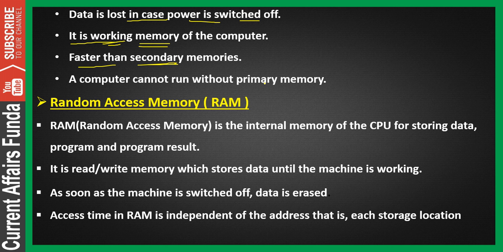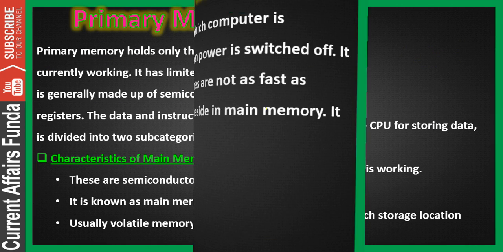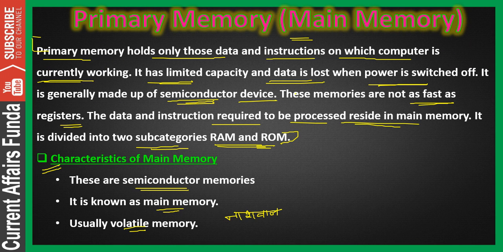Computer cannot run without primary memory. Your computer cannot run without primary memory. So registers, cache and main memory, these three memories are always required for a processor to perform its work. Now, we already told you that your primary memory is divided into RAM and ROM.